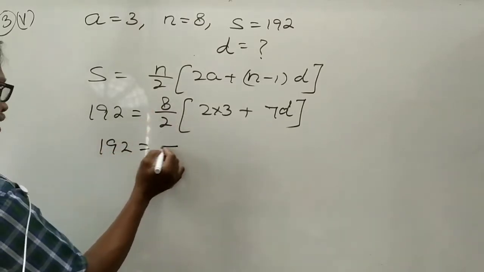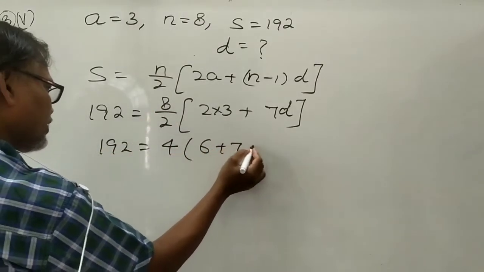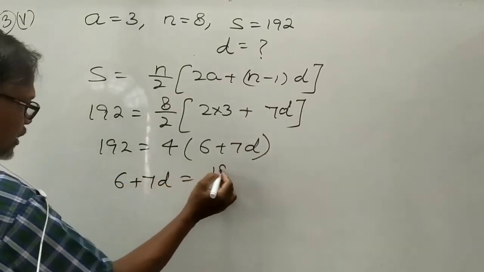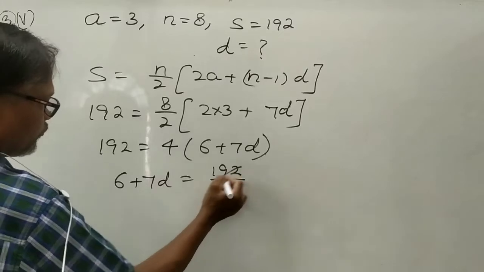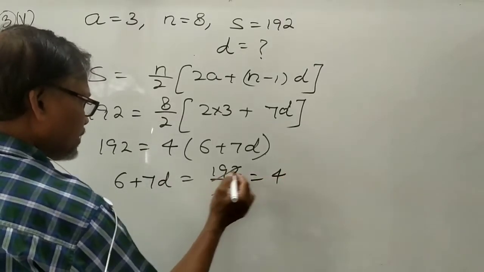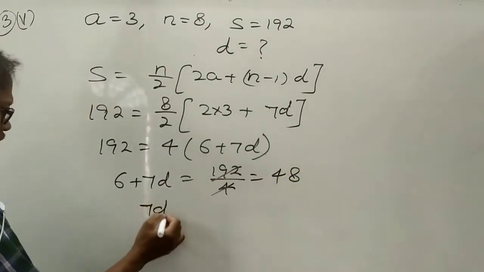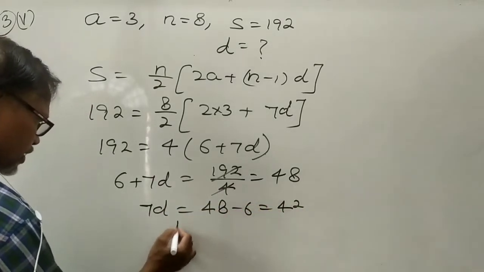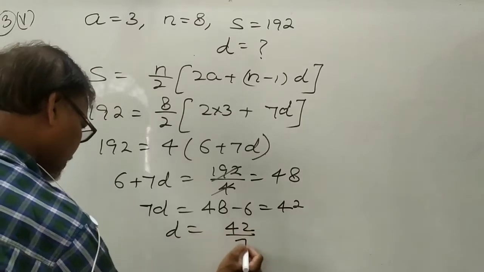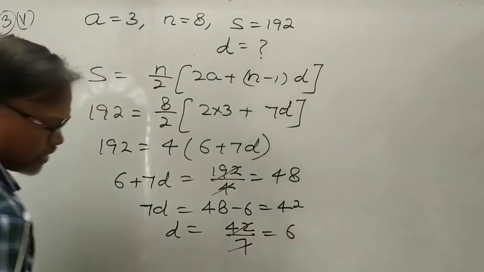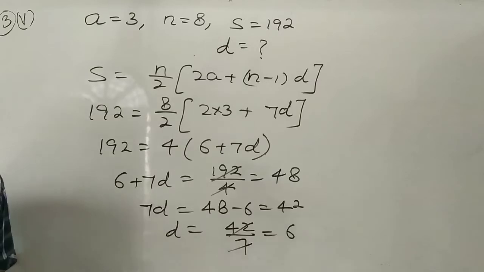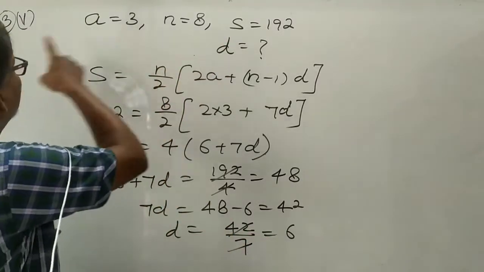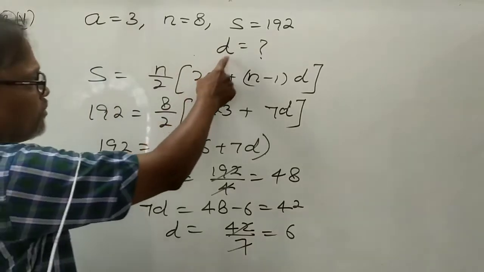192 equals 2 4s are 8, 6 plus 7D. Now 6 plus 7D is equal to 192 by 4, which is 48, so 7D is equal to 48 minus 6, meaning 42. So D is equal to 42 by 7, which is 6. This way you can find it. This is the answer of question number 3, fifth part, the value of D.